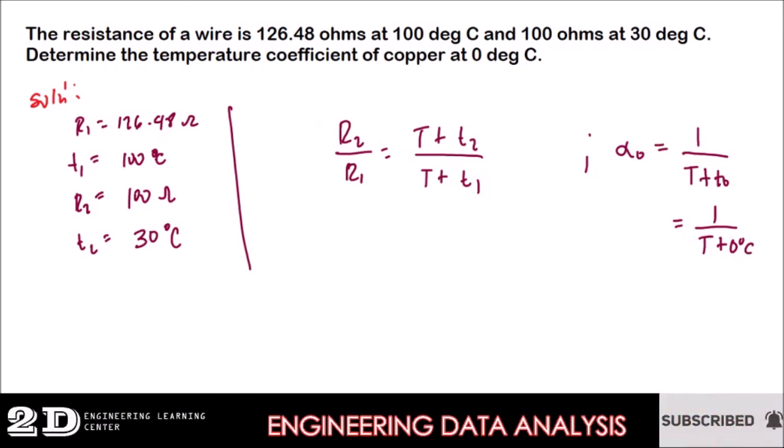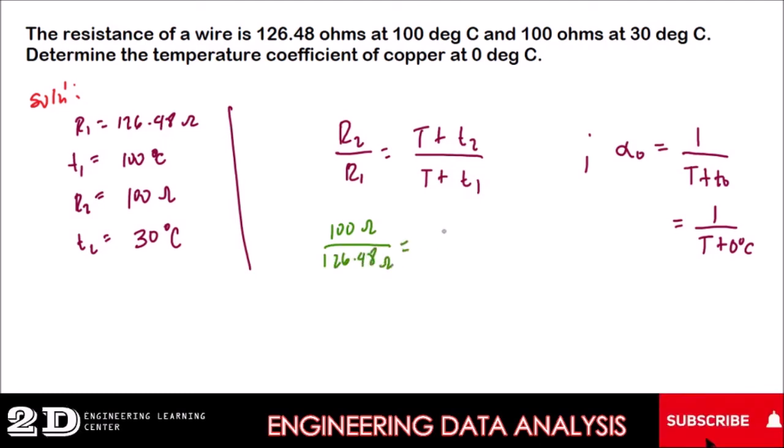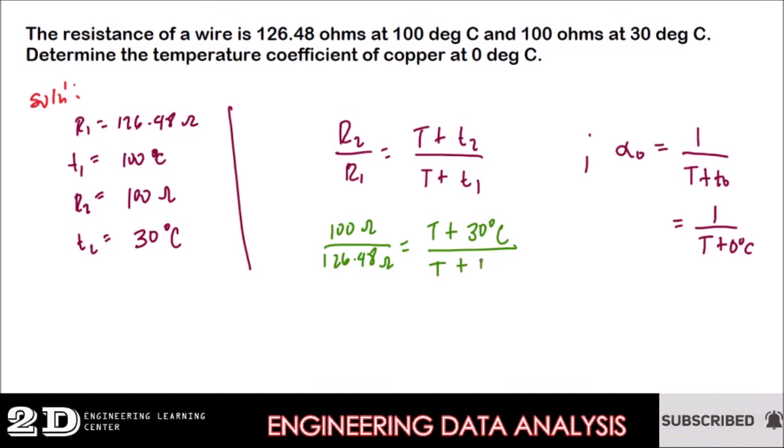So isa-substitute natin yung mga given. So our R2 is 100 ohms over R1 which is 126.48 ohms. Okay, then our T, so yan yung hinahanap natin. Our T2 is 30 degrees Celsius. Tapos our T1 is 100 degrees Celsius. So simplify natin ito sa R1.